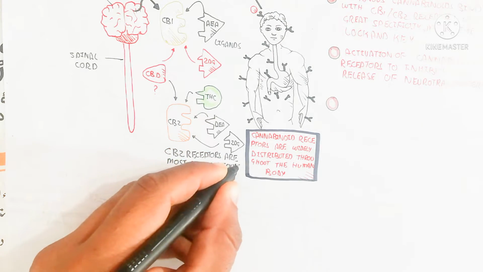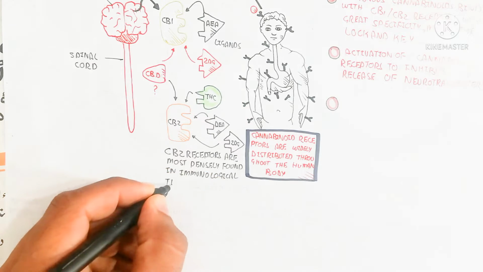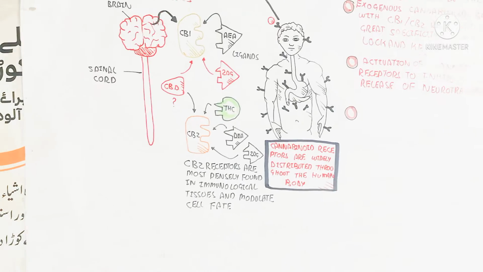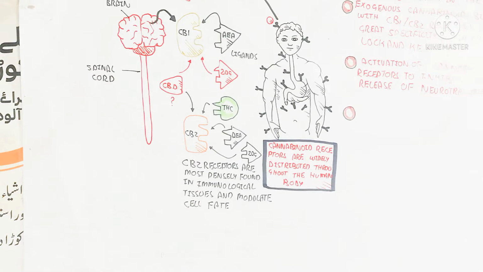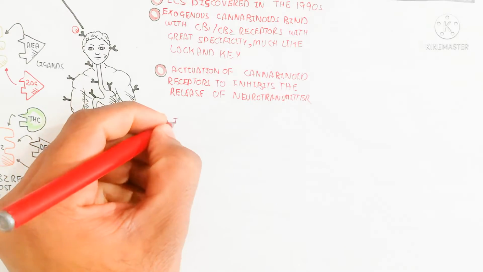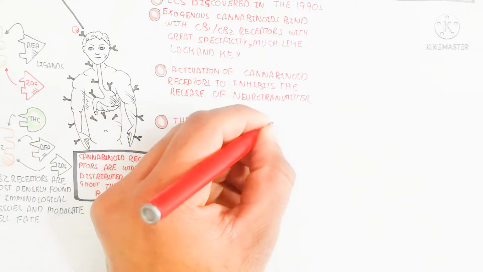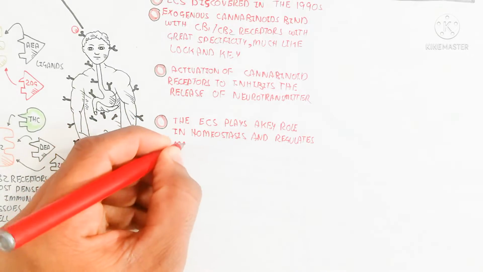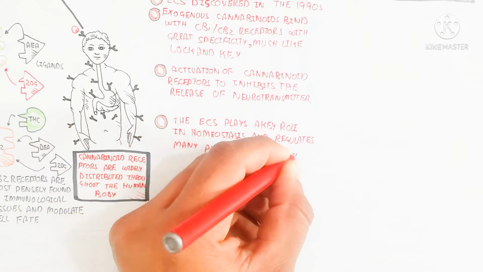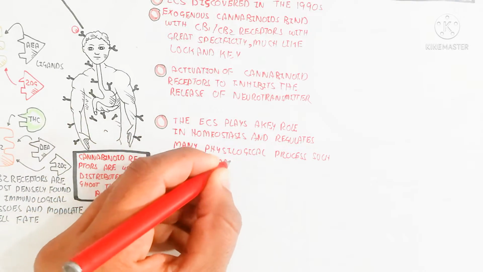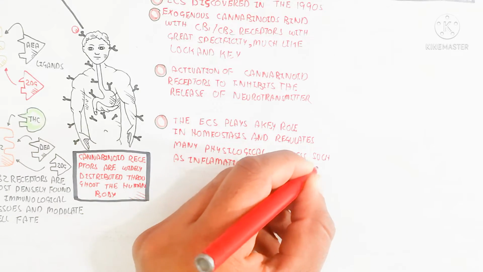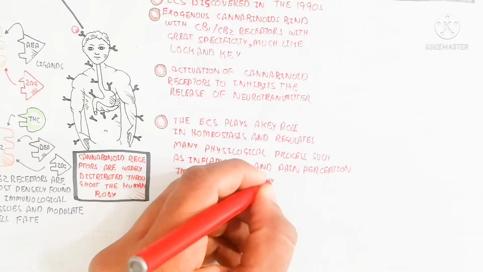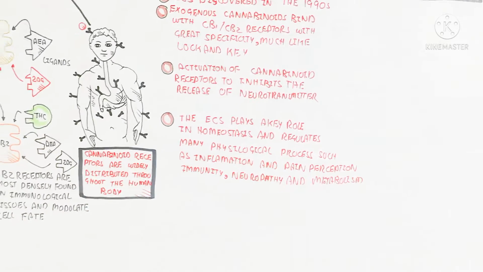The CB2 receptors are most densely found in immunological tissue and modulate cell fate, such as proliferation, and there are a lot of things happening, for example the inhibition of inflammation. So the ECS plays a key role in homeostasis and regulates many physiological processes such as inflammation, pain regulation, perception, immunity, neuropathy and metabolism.